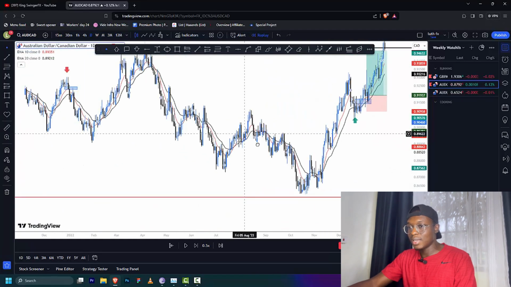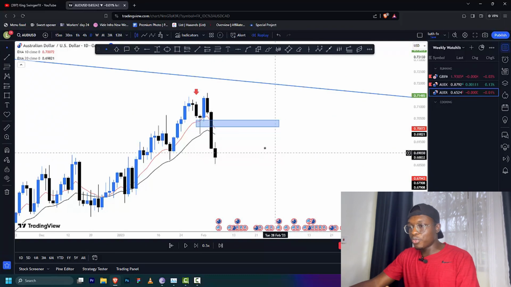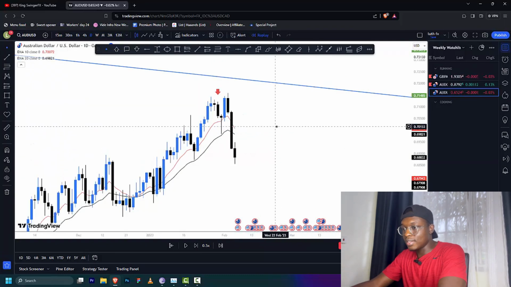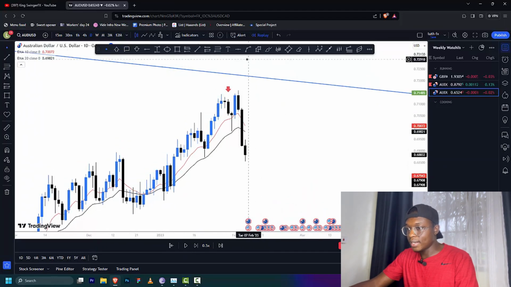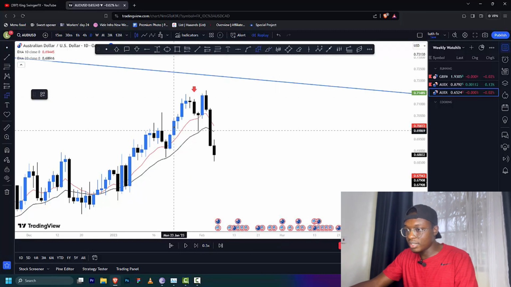Let's go through one last example, right? Yeah, guys, so this is also another beautiful example on AUD/USD, right? Another beautiful example that we are currently seeing, right? Now let's go through it once again. Now you can see the market forming a very beautiful formation, right? This is our formation, beautiful formation.